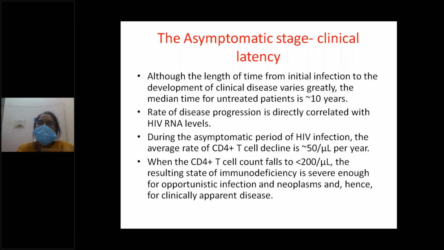The asymptomatic state, clinical latency. The length of time from initial infection to development of clinical disease varies greatly. The median time for the untreated patient is 10 years. The rate of disease progression is directly correlated with HIV RNA levels. During the asymptomatic period of HIV infection, the average rate of CD4 T cell decline is 50 per microliter per year. When the CD4 T cell count falls to less than 200 per microliter, the resulting state of immunodeficiency is severe enough for opportunistic infections and neoplasms, hence for clinically apparent disease.